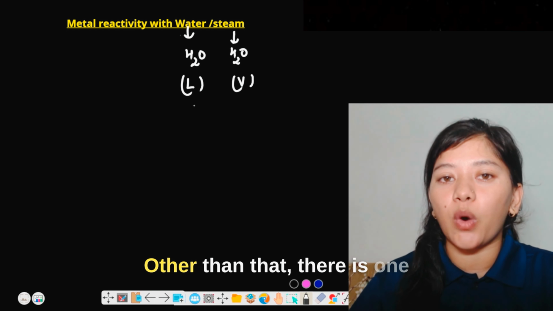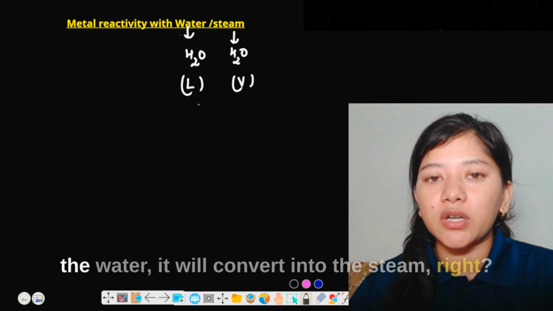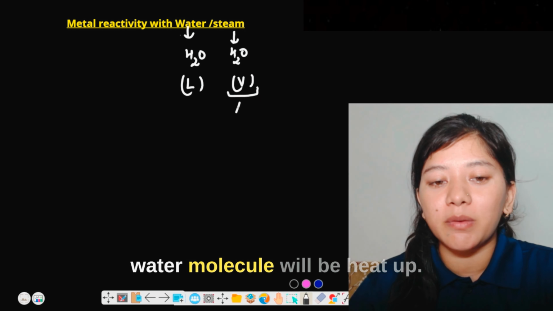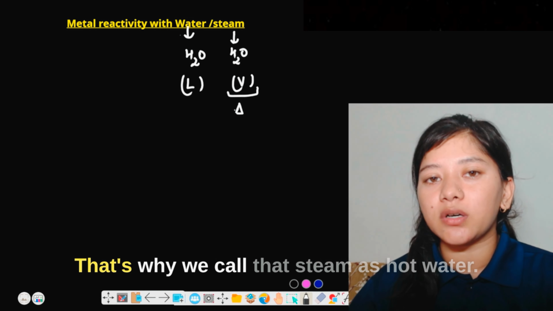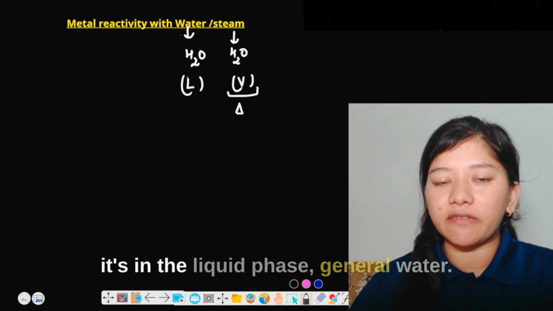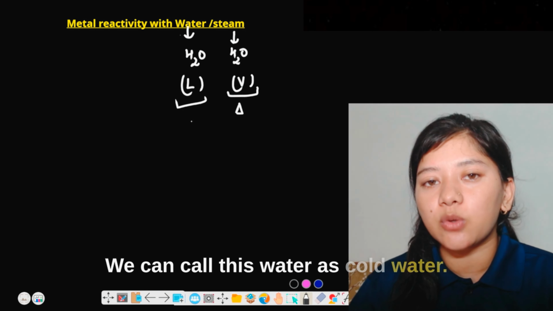Other than that, there is one more thing that is different. When we boil water, it converts into steam, so the water molecules are heated up and have a high temperature. That's why we call steam hot water also. In the same way, water in the liquid phase, general water, we can call cold water.